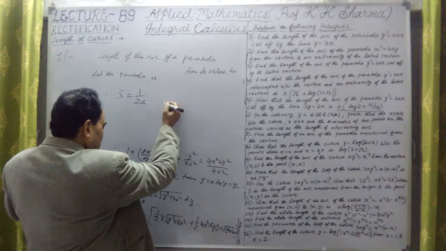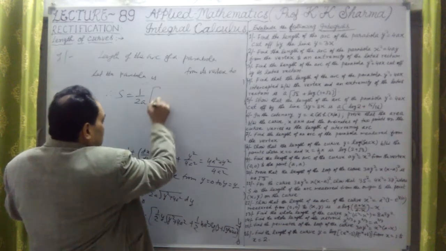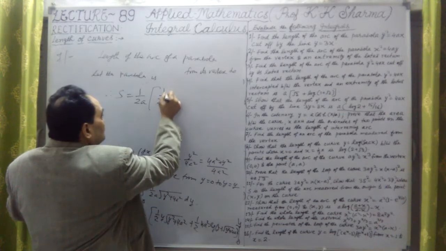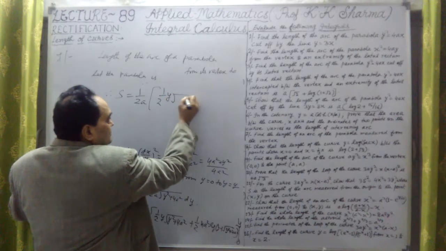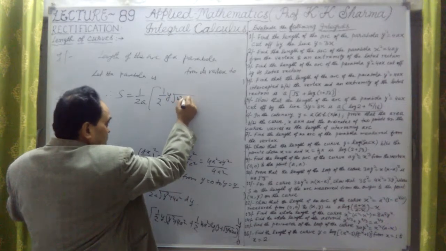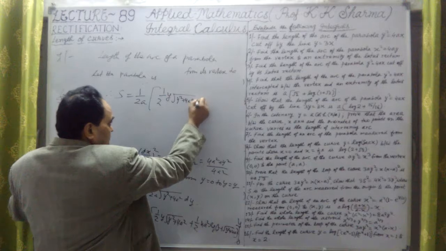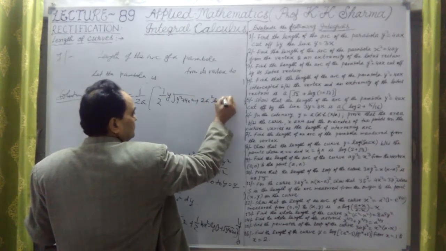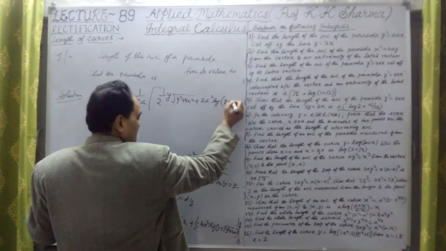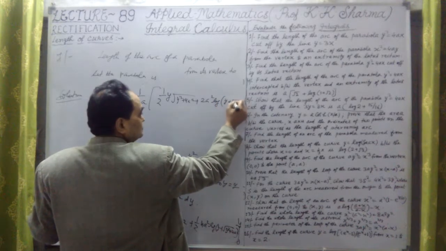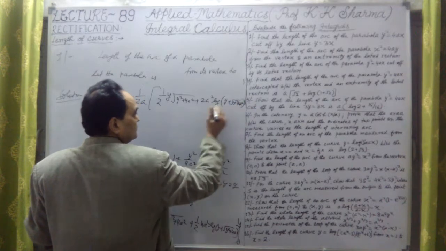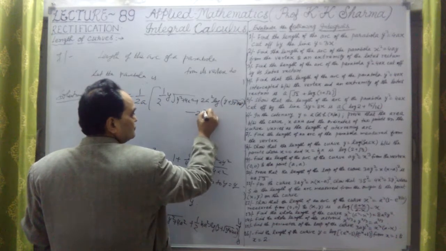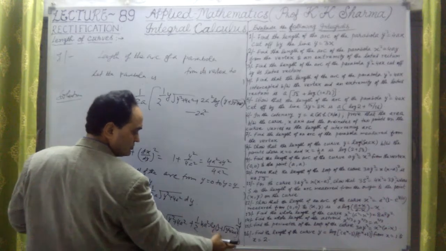Okay, so let me solve it. It is nothing but 1/2 into y, because the upper limit is y here. It is y square plus 4a square plus 2a square into log of y plus under root y square plus 4a square, minus sign, this is 2a square. Y is 0, lower limit is 0.